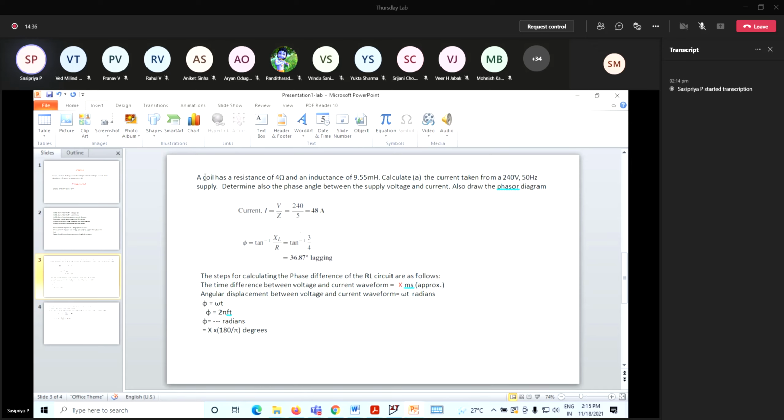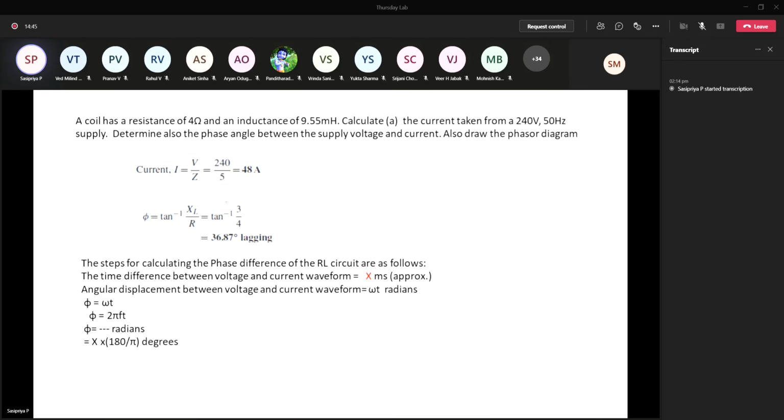Now here is the first circuit. This is the same question we discussed in yesterday's class. The coil has a resistance of 4 ohms and inductance of 9.55 millihenry. That is, a resistor of 4 ohms and an inductor of approximately 10 millihenry, connected in series. Calculate the current with a supply voltage of 240 volt, 50 hertz. Determine also the phase angle difference between the supply voltage and current. Also draw the phasor diagram.